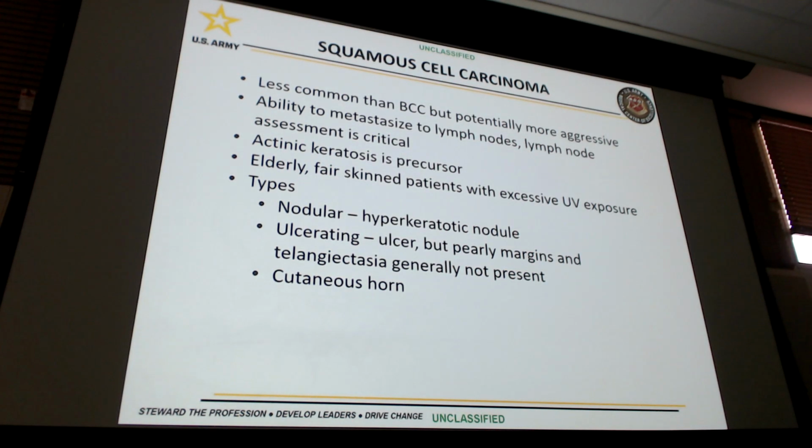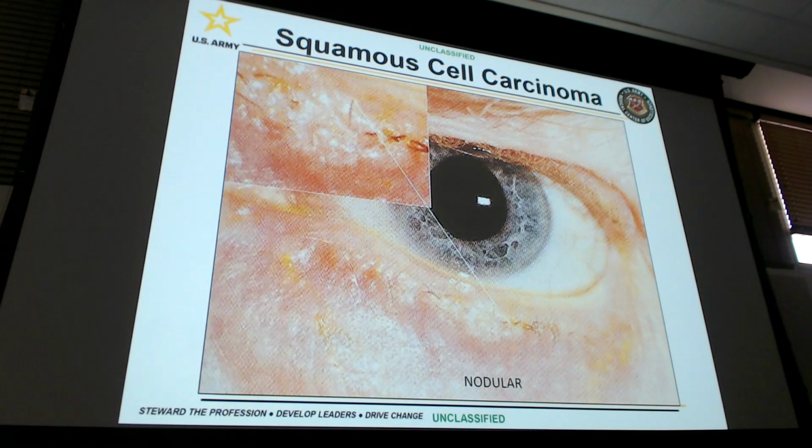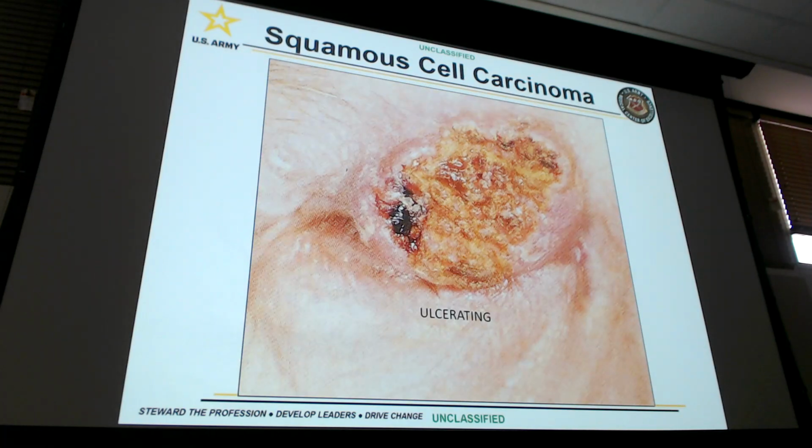Okay, then you've got squamous cell. It's less common, more aggressive, right? Same patient type. Excessive UV exposure. Okay. Here's a picture of nodular and ulcerating.